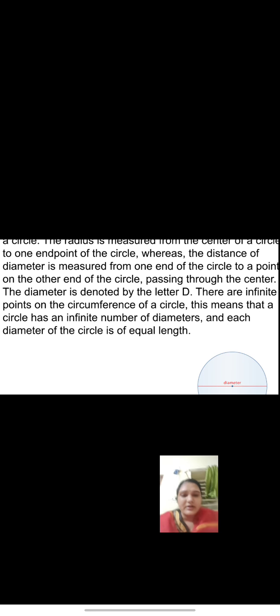Next is diameter of a circle. The radius is measured from the center of the circle to one end point of a circle, whereas the diameter is measured from one end point of the circle to a point on the other end of the circle. In simple words, it is twice the radius. In case of radius, we join a single point on one side of a circle to the center, but in case of diameter, we join the points which are situated on opposite sides of the center.